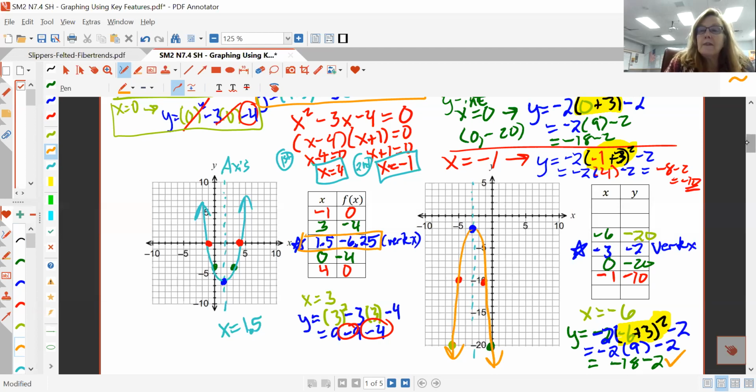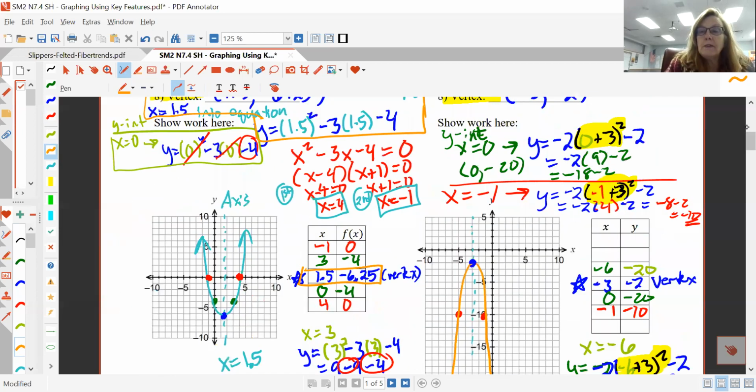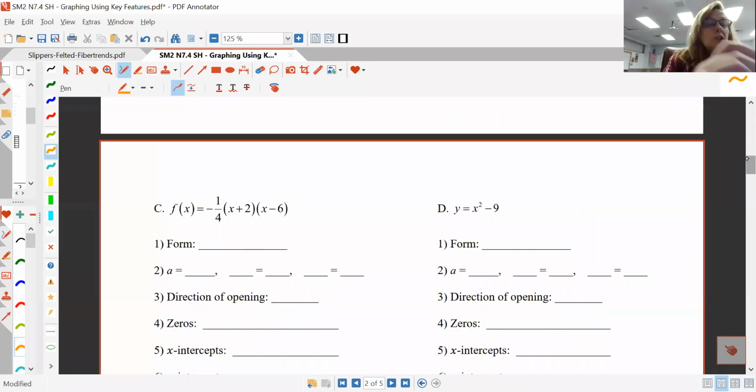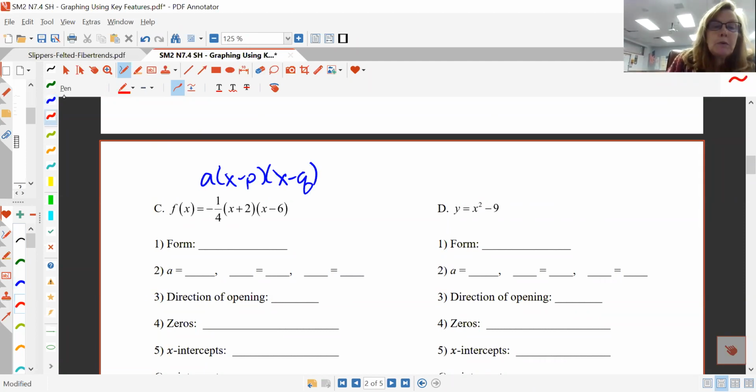Okay, so we've done a standard set, we've done a vertex set, and then of course the last set is our factored set. So sets of parentheses. So what do we see on a factored set generally is an A value, x minus p, x minus q. And what do we remember? If we have parentheses, parentheses also always mean opposite. Okay, this form is factored.